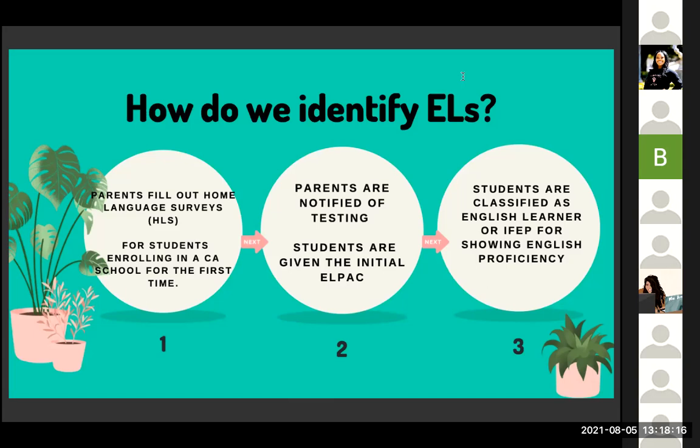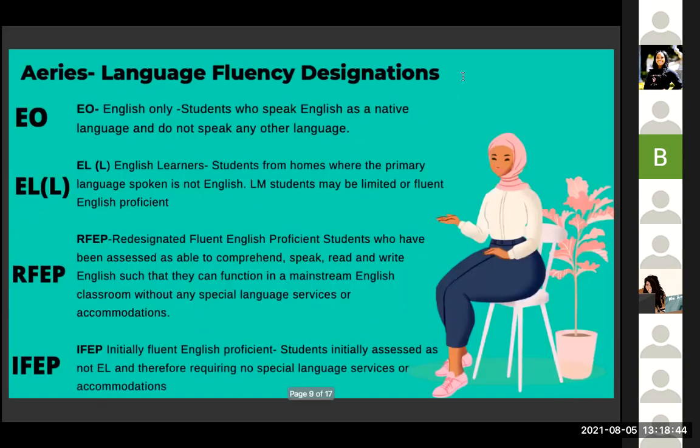And then after that, depending on how they do on the test, students are either classified as an English learner or they are IFEP, which is for showing English proficiency right from the get-go. The test is a lot easier than it was even 5 years ago. It matches ability as far as grade level and age appropriateness, which it used to not. So it is easier to IFEP out of the English learner program earlier, but we still do want to be able to support and identify our English learners.